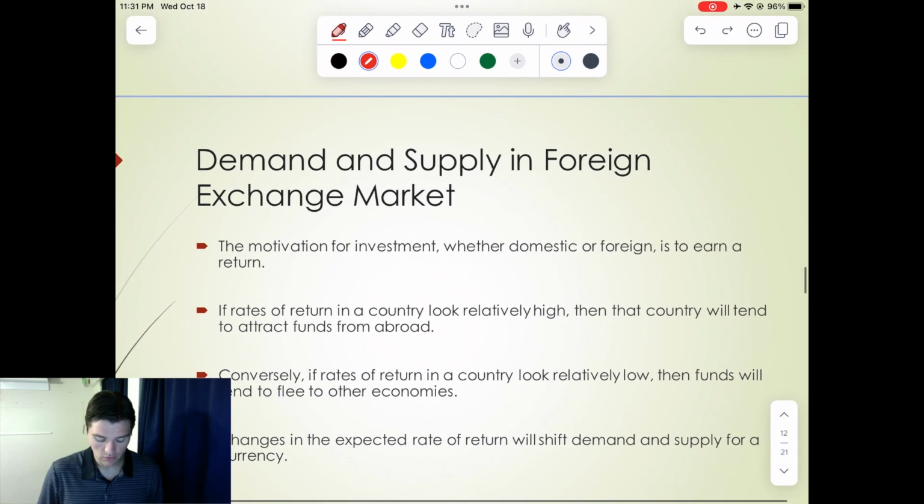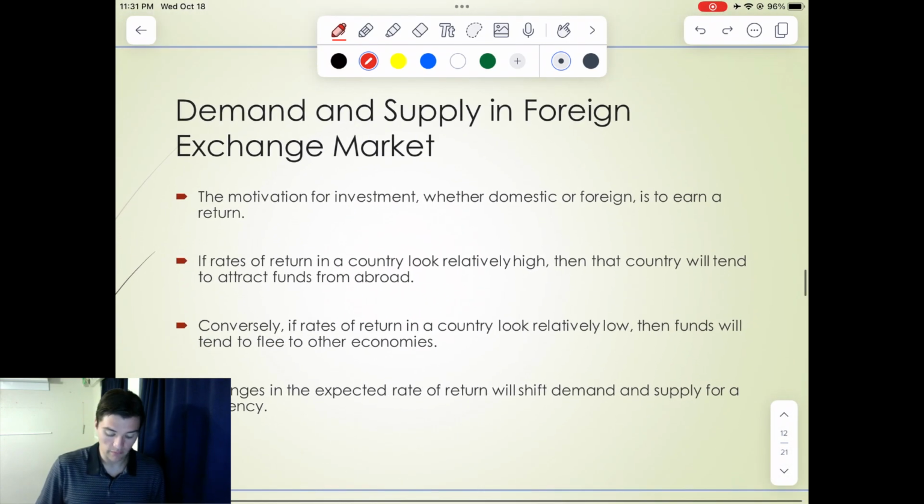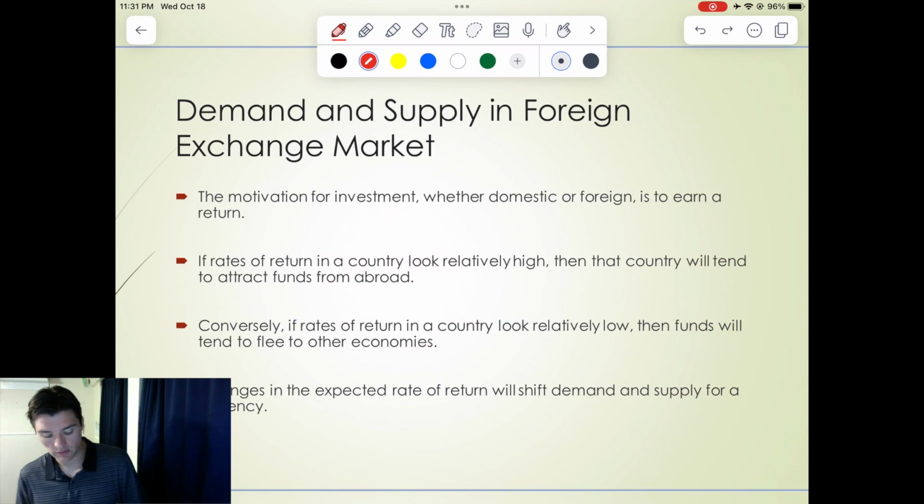Another reason that you would look at the foreign exchange market is for investments. The motivation for investment, whether domestic or foreign, is to earn a rate of return. If the rates of return in a country are relatively high, then that country will tend to attract funds from abroad. So basically, if you were trying to save money, would you rather save at 1% or 5%? You'd rather save at 5%. So if you're looking at two different countries, and one pays 1% and one pays 5%, you'd rather save with the one that pays 5%.